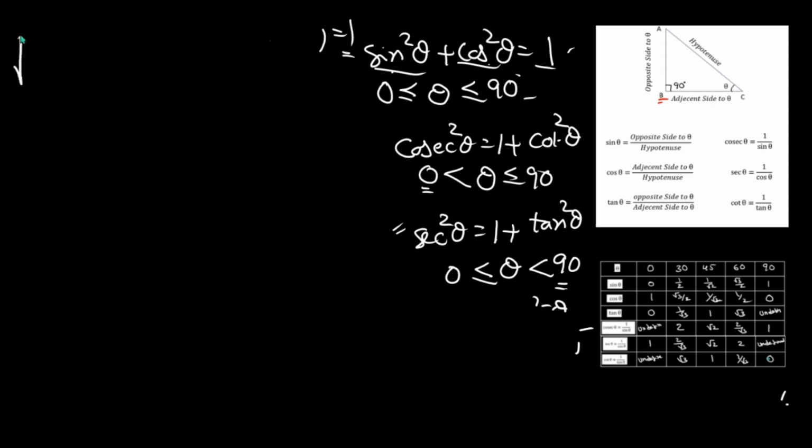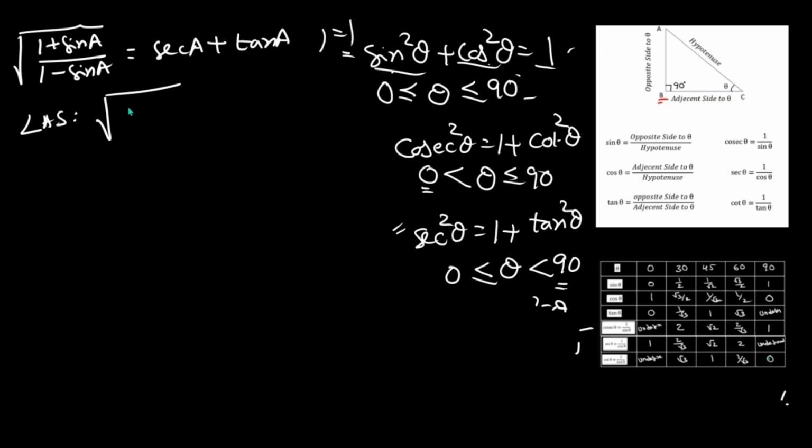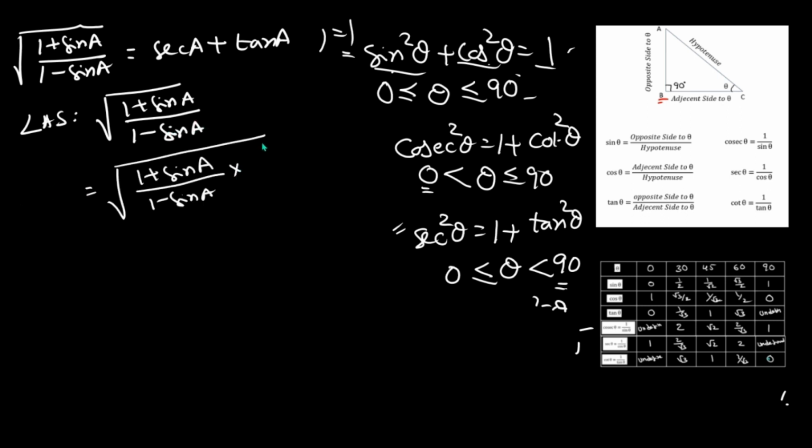Here it's given that square root of 1 plus sine A by 1 minus sine A equals secant A plus tan A. So this is what we need to prove. Now let's take the left hand side one. What is given here? Square root of 1 plus sine A by 1 minus sine A. Let's multiply top and bottom with 1 minus sine A. Why are we doing this? We'll get some kind of simplification here.